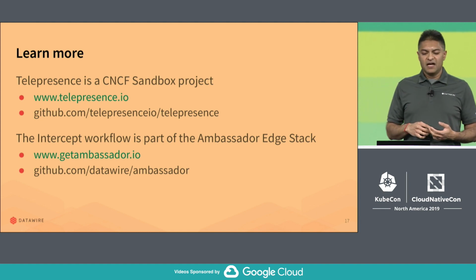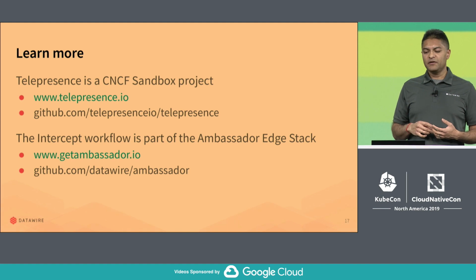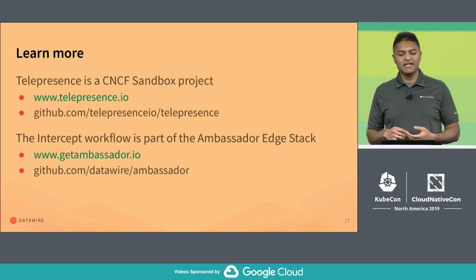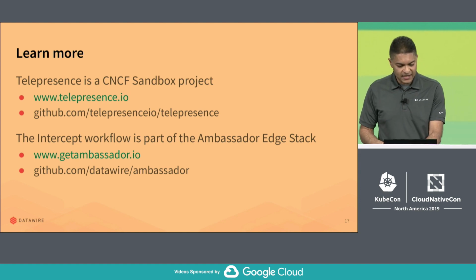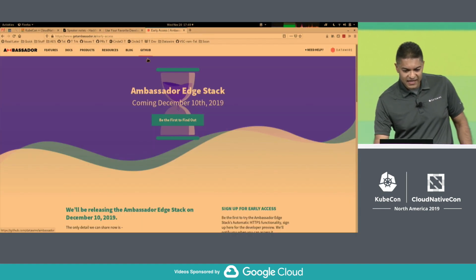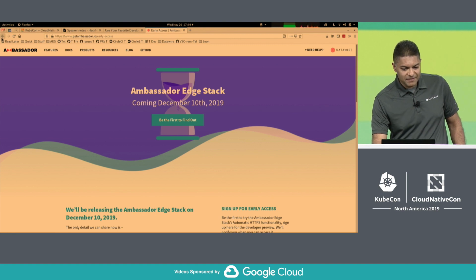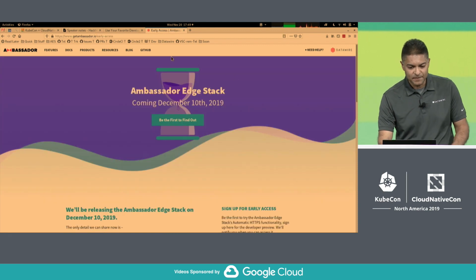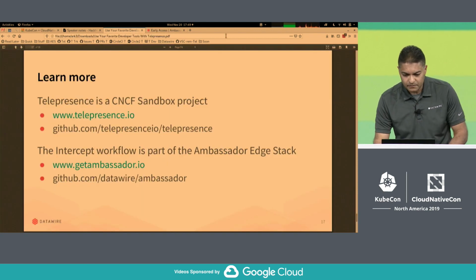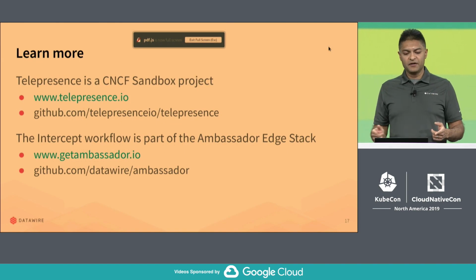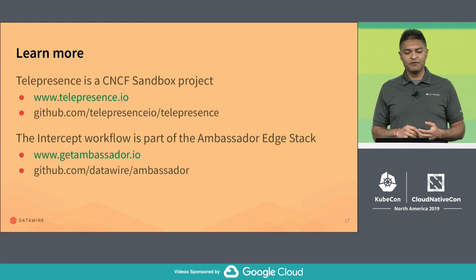And then the last thing I showed is the intercept workflow. This is a part of Ambassador Edge Stack by Datawire. Ambassador Edge Stack is being released December 10th. And you can find out more on getambassador.io. Let me just show you, because I didn't update the slide. If you go to getambassador.io, there is a big banner at the top that tells you how to get to Edge Stack. In any case, that's being released December 10th, and we're going to have Telepresence integration for the intercept workflow at that point.